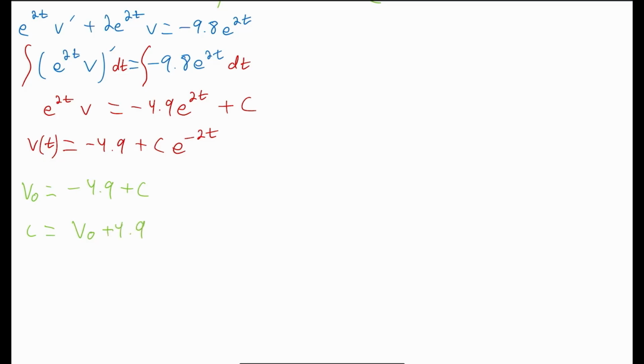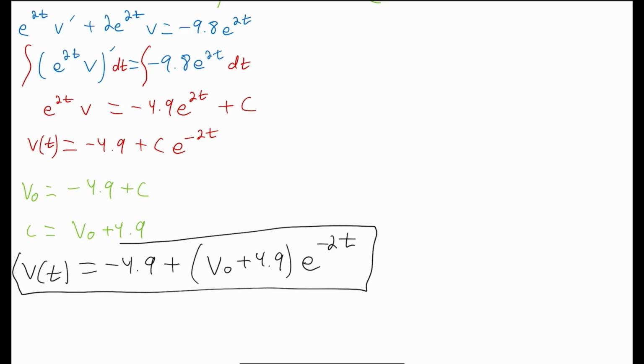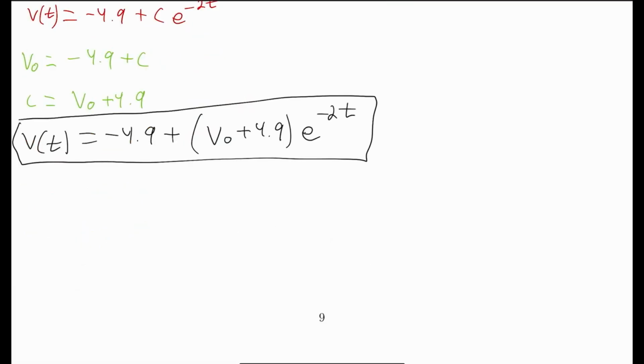And then we can plug this back into our general form up there to get our particular solution. So we'll get v of t is equal to negative 4.9 plus that c we just solved for, so v naught plus 4.9 e to the negative 2t. And that is the solution to part A. Moving on to part B, I'm going to move all of this up to give us a little bit more room to work.